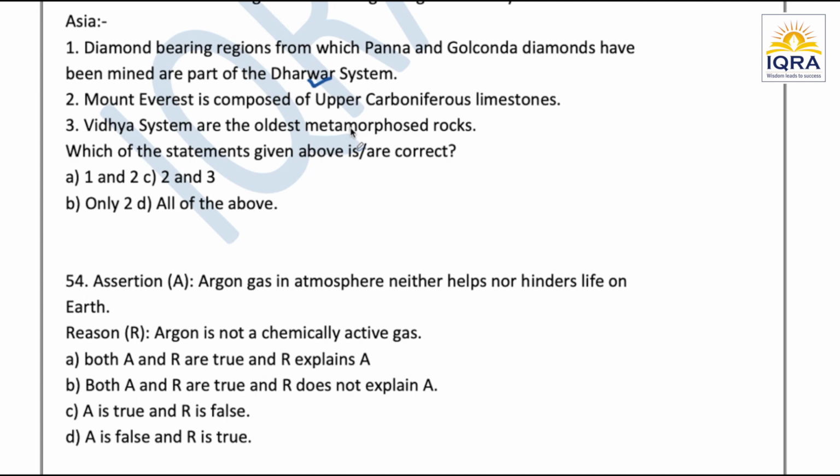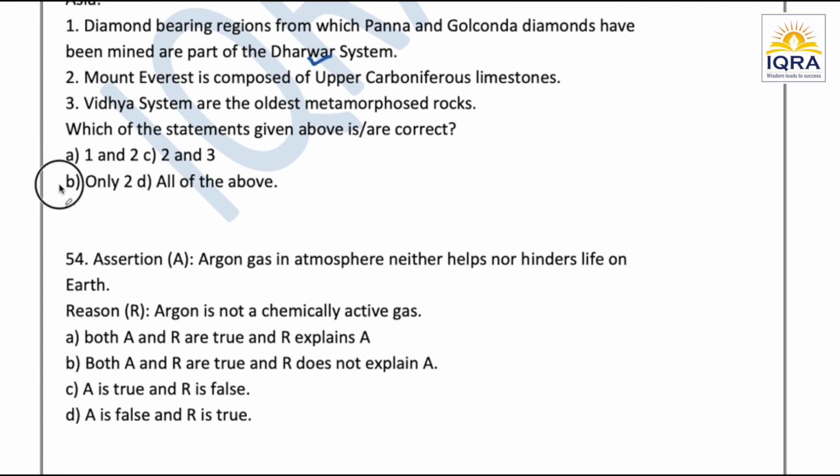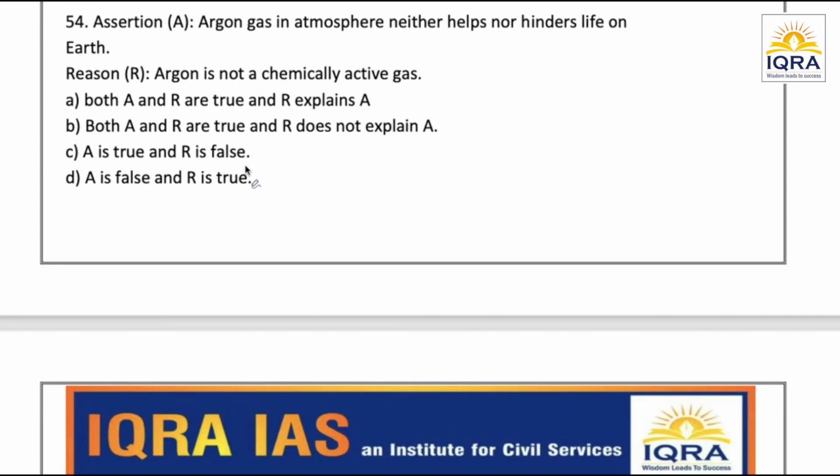Now let me tell you something about the Dharwar system. The Dharwar rock systems are the oldest metamorphic rocks of India, and they are formed due to the metamorphosis of sediments formed out of the Archean rocks. And we call them Dharwar because they were first studied in the Dharwar region of Karnataka, right? Hence, option B becomes the correct answer. That is, only 2 is the right statement in this question. Apart from statement 2, both the other statements are incorrect, right?